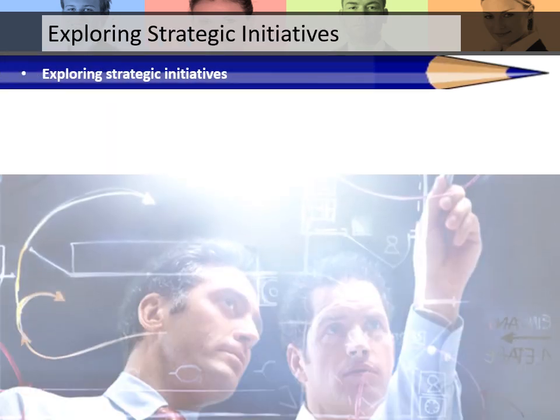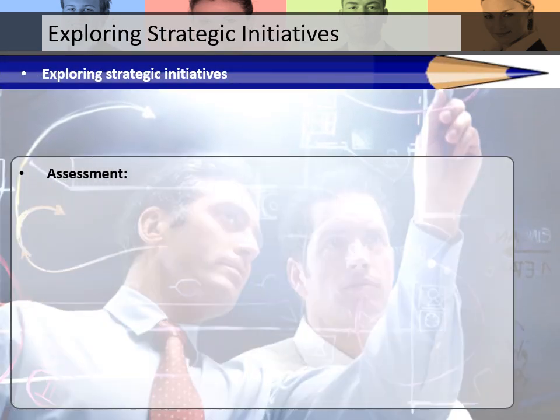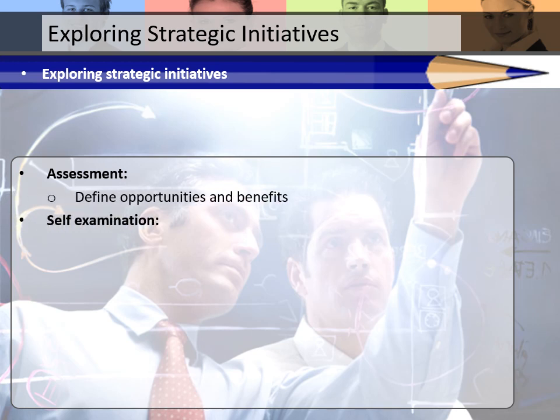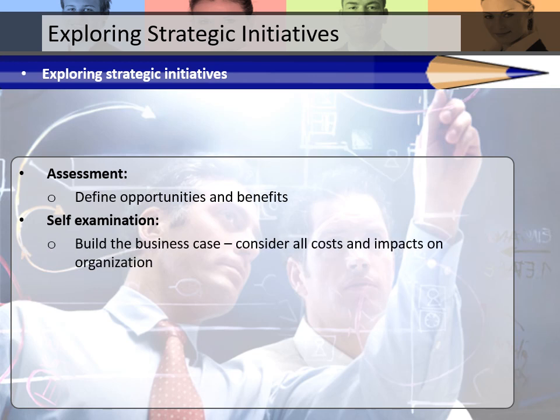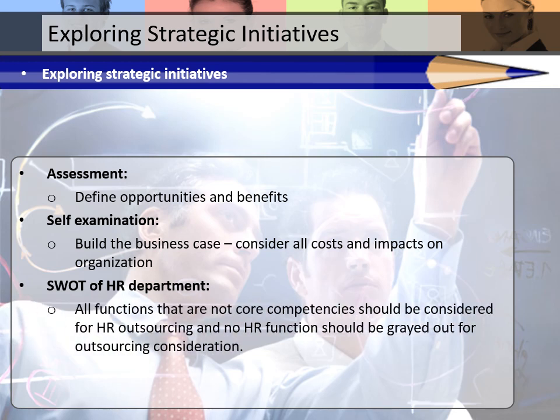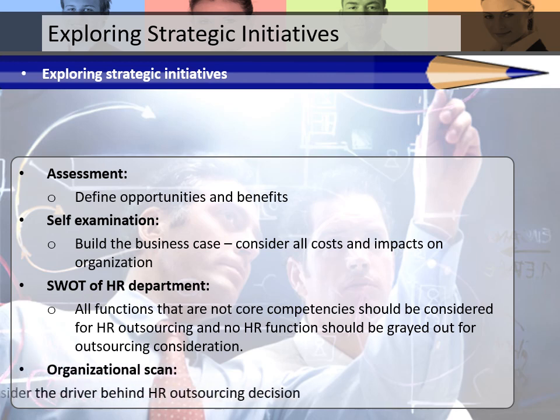Exploring strategic initiatives. Assessment. Define the opportunities and benefits. Self-examination. Build the business case. Consider all the costs and impacts on the organization. SWOT of HR department. All functions that are not core competencies should be considered for HR outsourcing, and no HR function should be grayed out for outsourcing consideration. Organizational scan. Consider the driver behind the HR outsourcing decision.